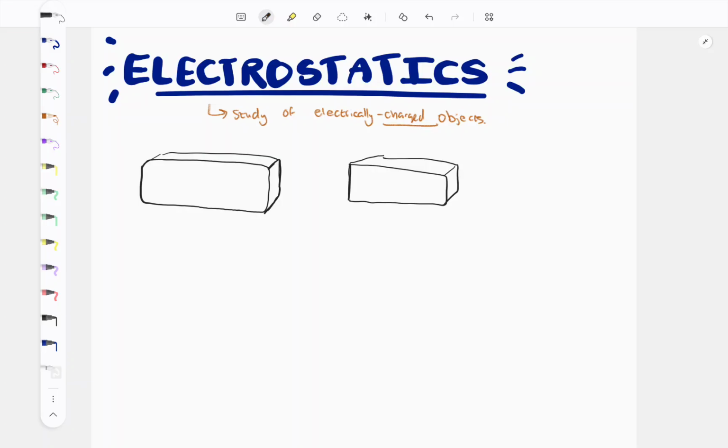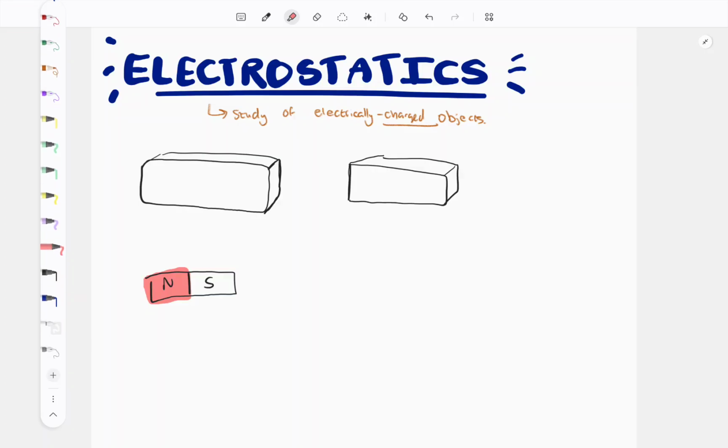Something can have a positive or a negative charge. It's very similar to a magnet, right? You have a north and a south side that are different. So charge is just a measure of electrons, which I'll show in a minute.